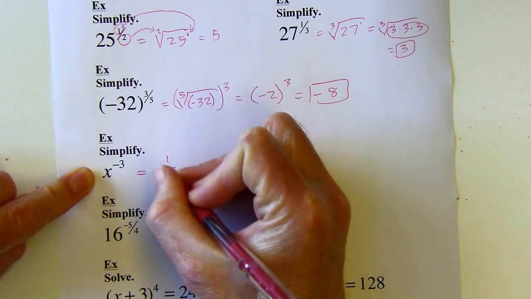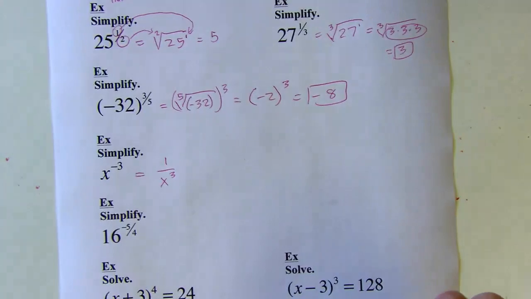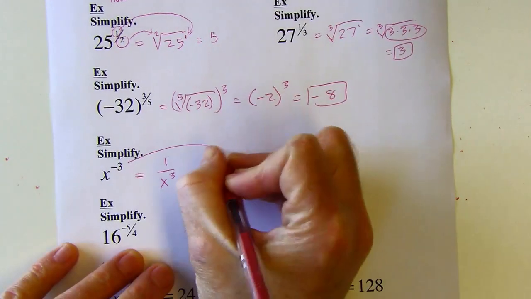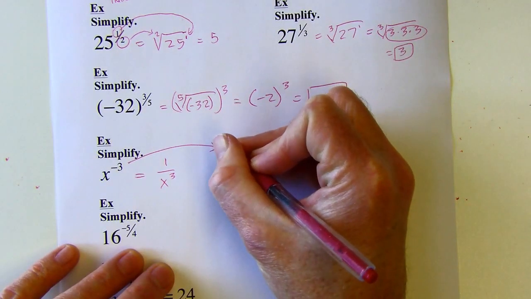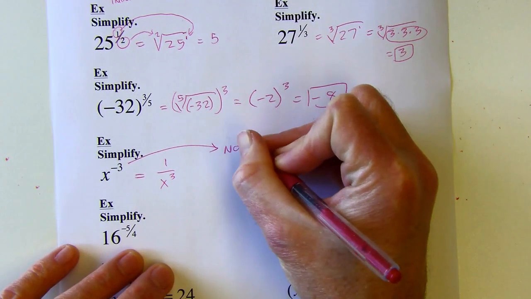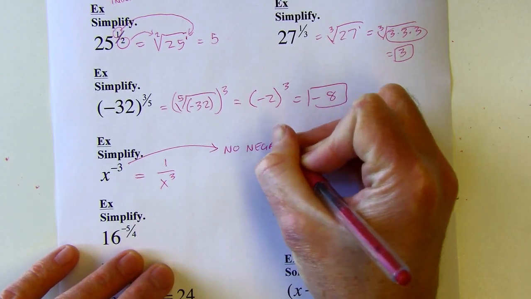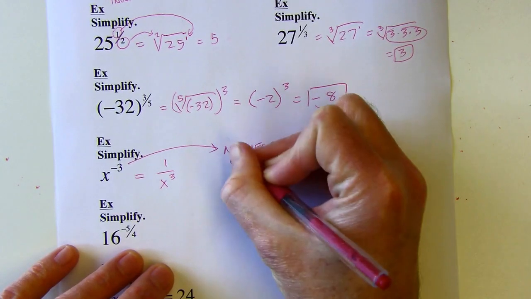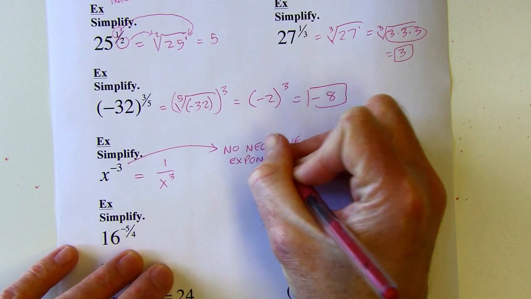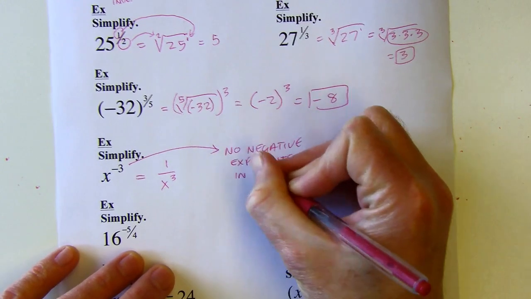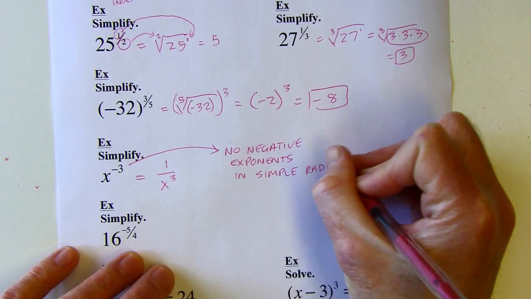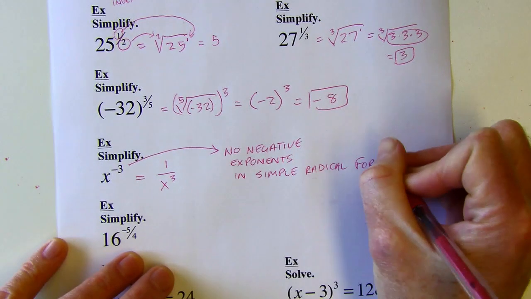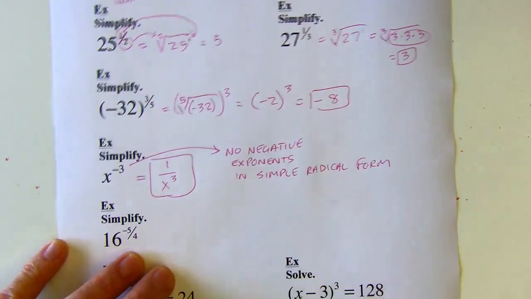So a negative exponent, hopefully you've seen this before, but when I have a negative exponent, this is going to be equivalent to 1 over x to the third. So usually when you have a negative exponent, you want to rewrite it with a positive exponent, okay? So actually in simple radical form, you're not supposed to have negative exponents. Okay. All right, so that was a pretty straightforward one. I can't really do anything else with that.